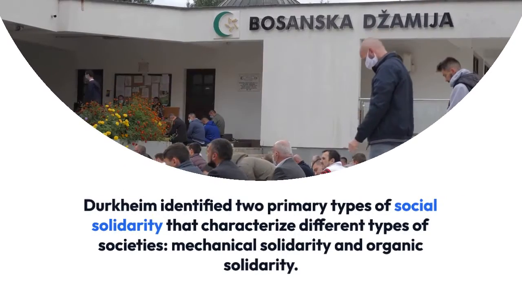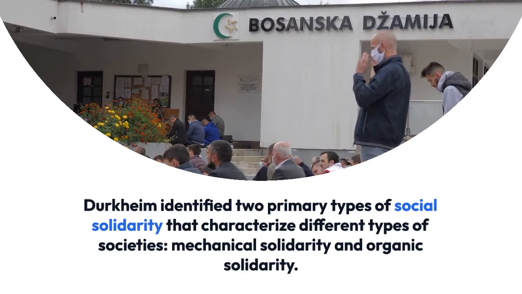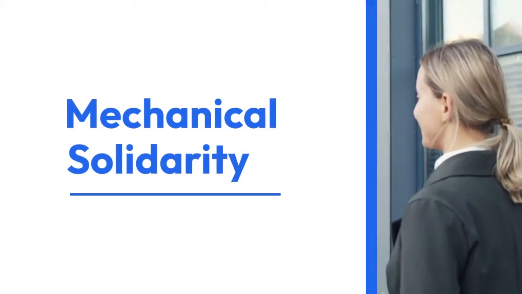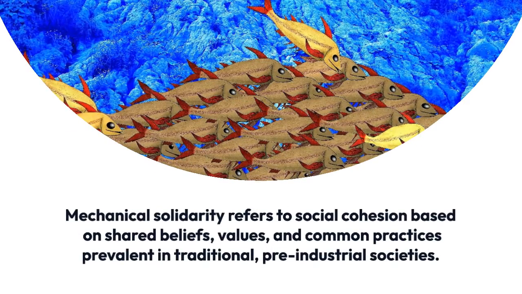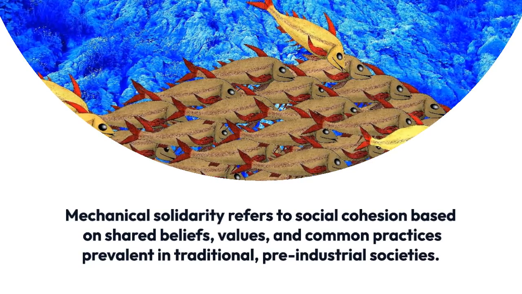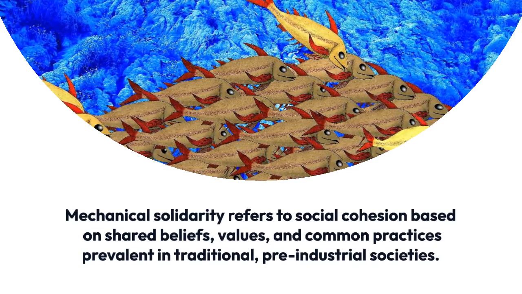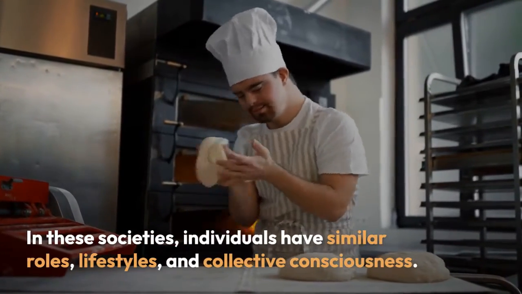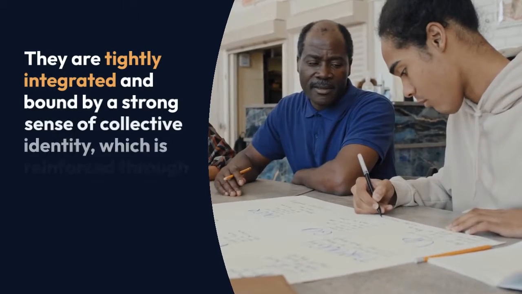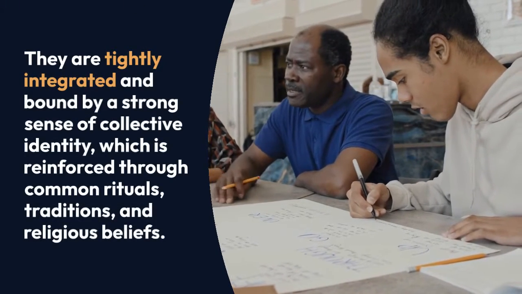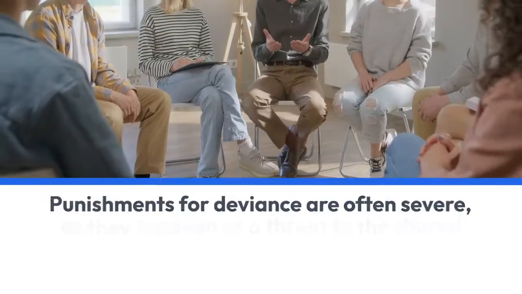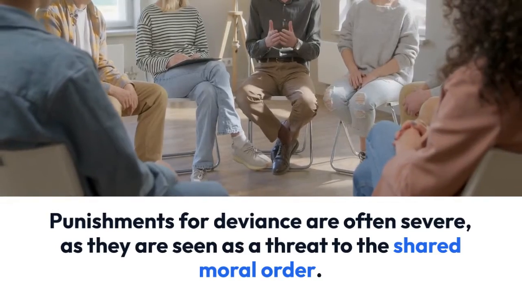Types of social solidarity. Durkheim identified two primary types of social solidarity that characterize different types of society: mechanical solidarity and organic solidarity. Mechanical solidarity. Mechanical solidarity refers to social cohesion based on shared beliefs, values, and common practices prevalent in traditional, pre-industrial societies. In these societies, individuals have similar roles, lifestyles, and collective consciousness. They are tightly integrated and bound by a strong sense of collective identity, which is reinforced through common rituals, traditions, and religious beliefs. Punishments for deviance are often severe, as they are seen as a threat to the shared moral order.